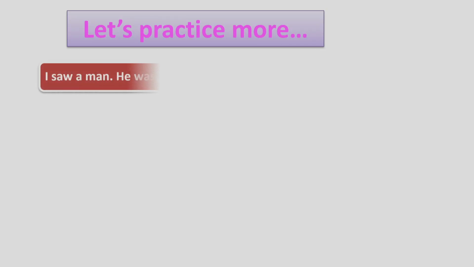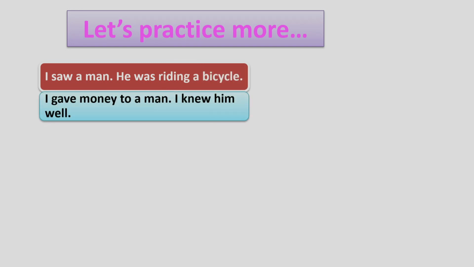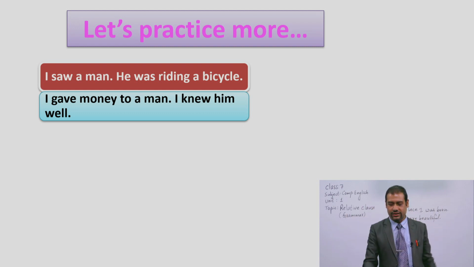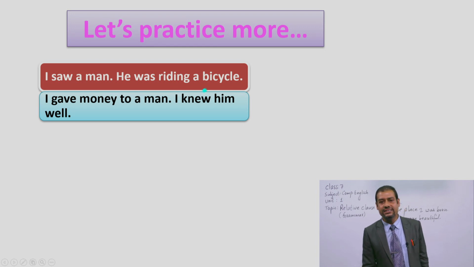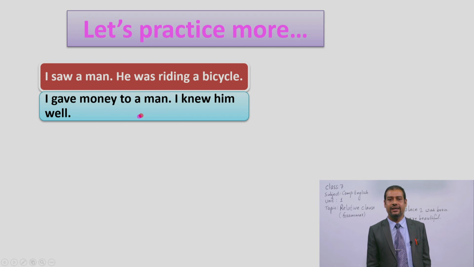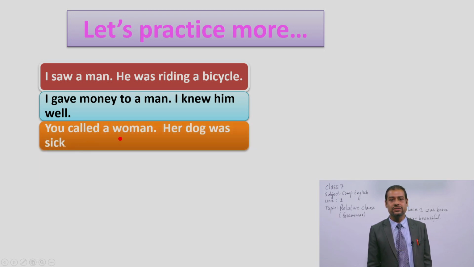Okay, so the sentences for you are, see again same thing, there are two sentences and you have to combine them into one. Okay, the first sentence for you is, I saw a man, he was riding a bicycle. Please write it down in your notebook. Okay, this is your home assignment. The second sentence, I gave money to a man, I knew him well. The third sentence for you, you called a woman, her dog was sick.